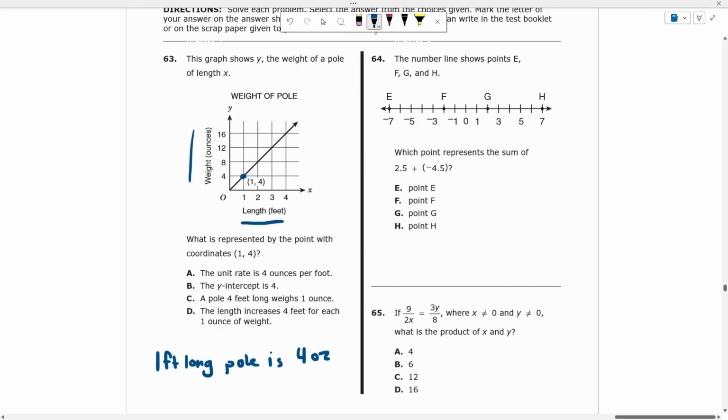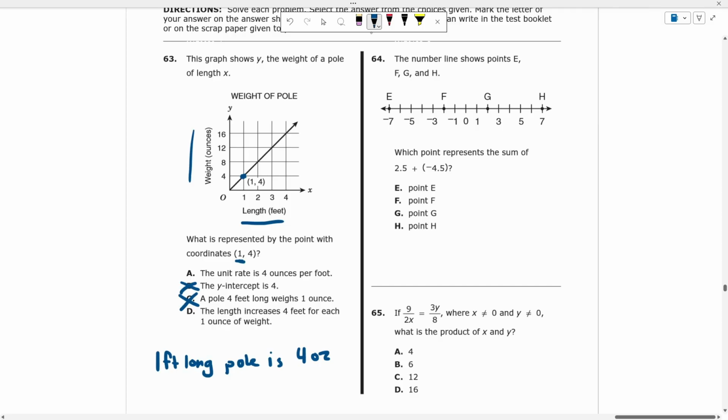Okay, so we can automatically eliminate choice C. Why? Because a pole that was 4 feet long would have the point 4 comma 16, not 1 comma 4. Okay, then we could eliminate choice B because the y-intercept happens when x is equal to 0. When x is equal to 0, the y-intercept would be 0, right? That's the only time that you're going to find the y-intercept, when the x is equal to 0. Here, x is equal to 1. The x value of this point is equal to 1, not 0, so that's wrong.